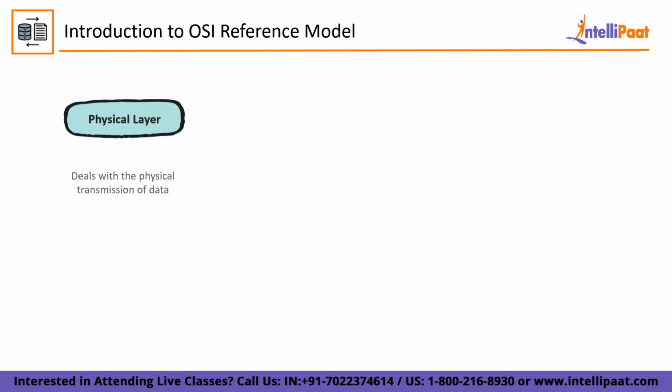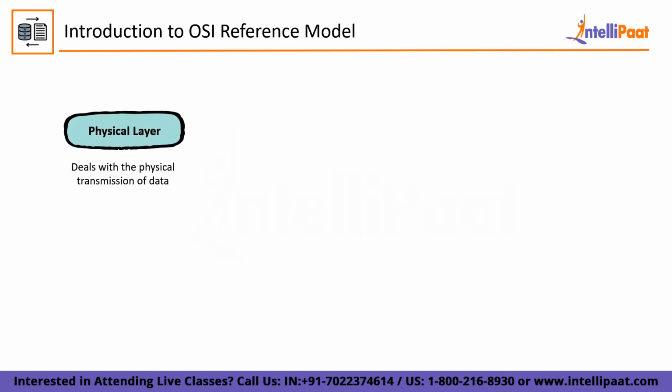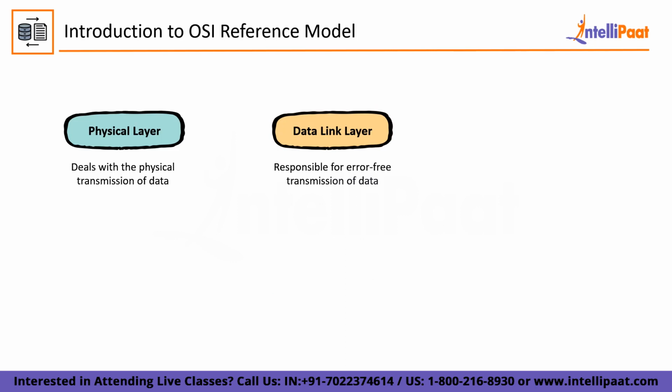The first layer is the physical layer, which deals with the physical transmission of data. This includes the cables, connectors, and other physical components that enable data to travel between devices. The second layer is the data link layer, which is responsible for error-free transmission of data. It corrects errors that occur during transmission and ensures that data is received correctly.